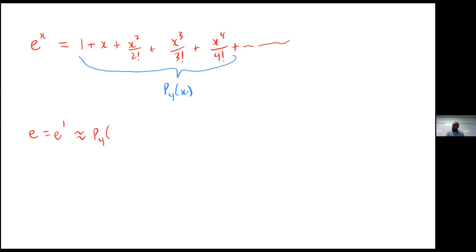where? Where would I have to evaluate this thing? 1. Right, so try that out. 1 plus 1 plus 1 over 2 factorial, which by the way is a half, plus a sixth, plus a 24th. You see that? What is that equal to? Can someone compute that?